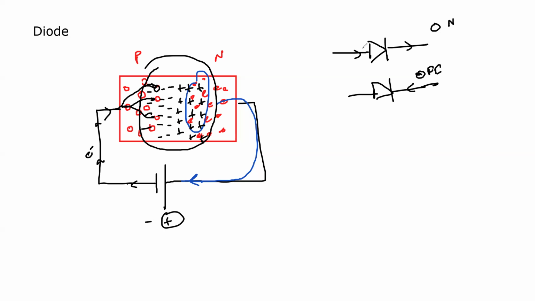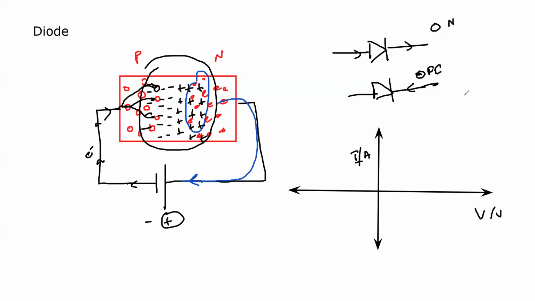So when we sketch a graph for voltage and current, we have current on the y-axis and voltage on the x-axis. When we were connecting in this way, when P is connected with a positive and N is connected with a negative, first we need some voltage to cross the barrier. Once we have sufficient voltage, then conduction occurs. This has happened.